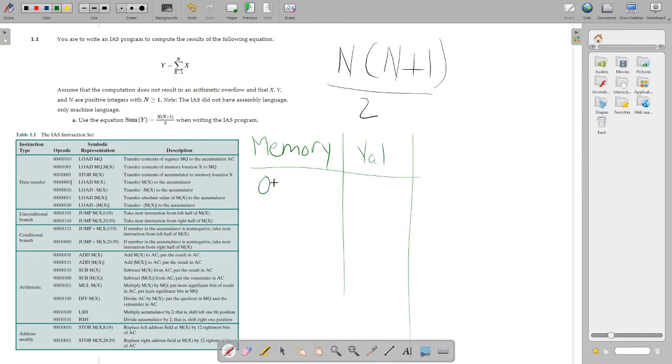So let's just have some arbitrary things here. I'm going to do this a little bit differently just for the sake of making it fit on this page. Just know on the IAS machine it's 32-bit, so these would be a lot longer memory addresses than I'm actually writing out. N plus 1 needs to be evaluated first, right? Yeah. So the numbers we're going to need in memory are n, 1, and 2, right?